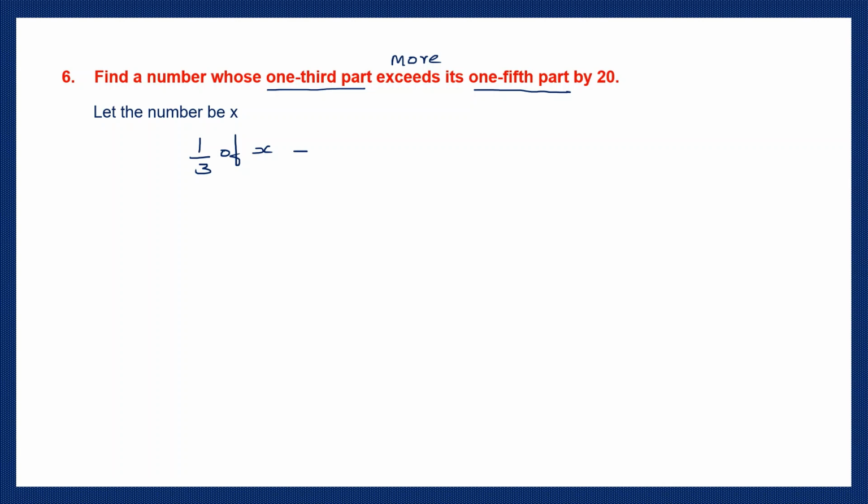So that means we have to minus it. So 1/5 of x. Now, when you minus it, you're going to get 20. This is given already in the question. So this is the first part. So this is 1/3 of a number, and that is more than 1/5 of that same number. And how much is it more? It's more by 20. So we have to solve this part first.